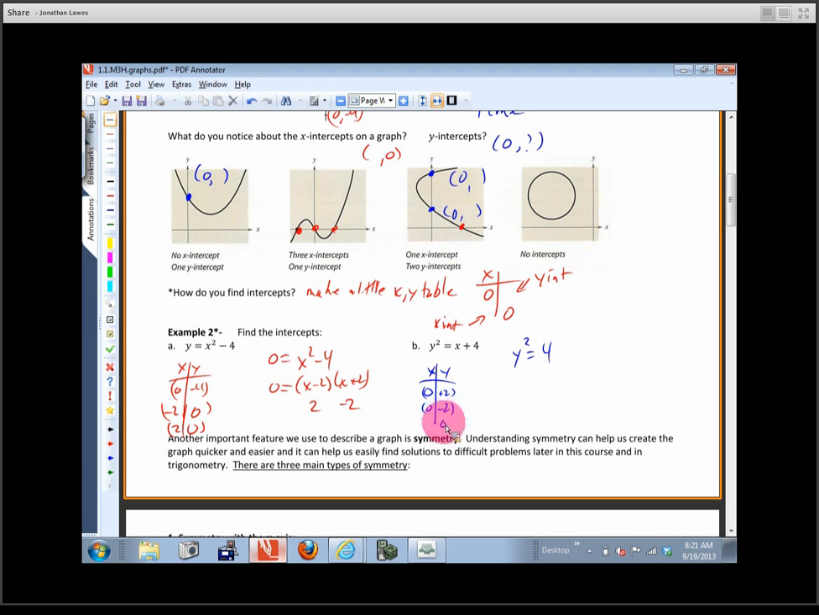And then if you plug in a 0 for y, that one's a little bit easier. Plug in a 0 for y, 0 equals x plus 4. So what is the x-intercept? -4. So let's just take those 3 points.